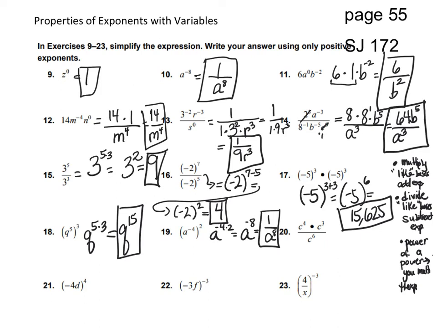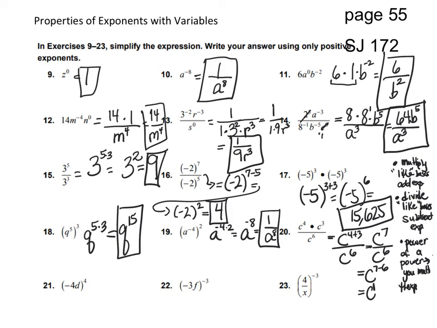For 20, I have two different things going on. I have multiplication in the numerator, and then I have division. So I'm going to take care of my numerator first. C to the 4th times C to the 3rd is C to the 4 plus 3, divided by C to the 6th. 4 plus 3 is 7. And then I have like bases. I'm going to subtract my exponents because this is division of like bases. My exponent is largest in the numerator, so it's going to stay in the numerator. It'd be c to the 7 minus 6. And c to the 7 minus 6, when you just do the math there, that's c to the 1st power.